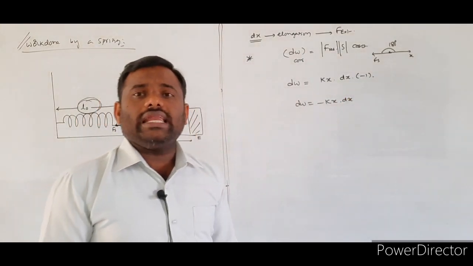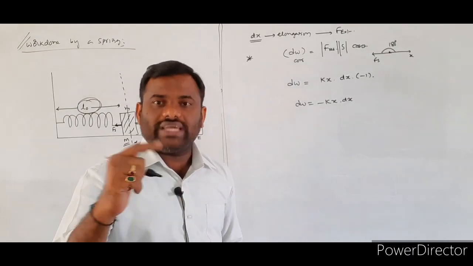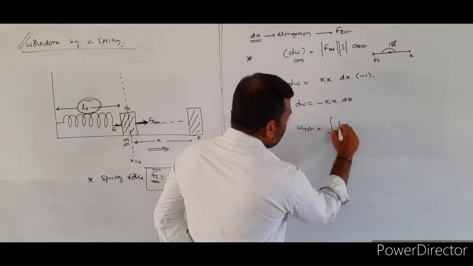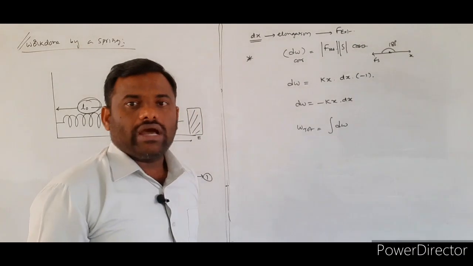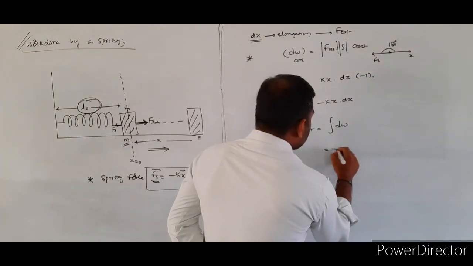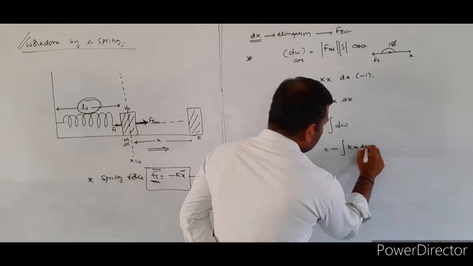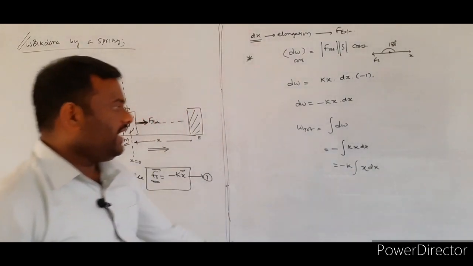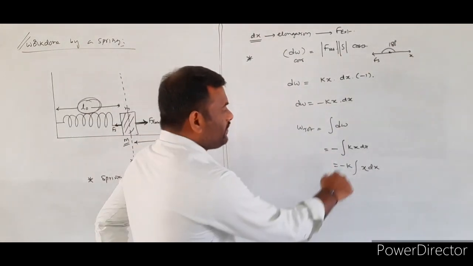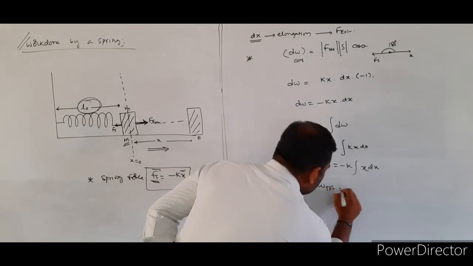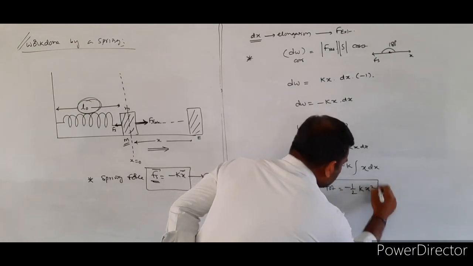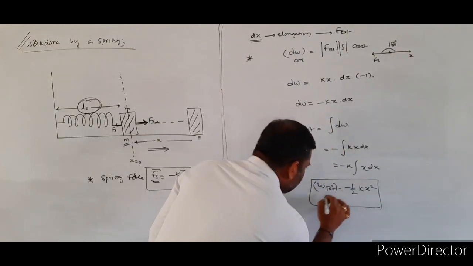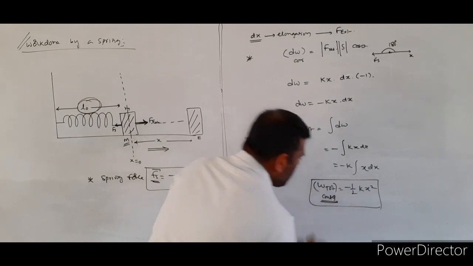Now I want to calculate the total work done for the elongation of x. Therefore, for getting the total work done, simply we have to do the integration. So minus kx dx. Again, k is a constant. Integral x dx is equal to x square by 2. Therefore, total work done is equal to minus half kx square. This is the work done by which force? The conservative force, or spring force.